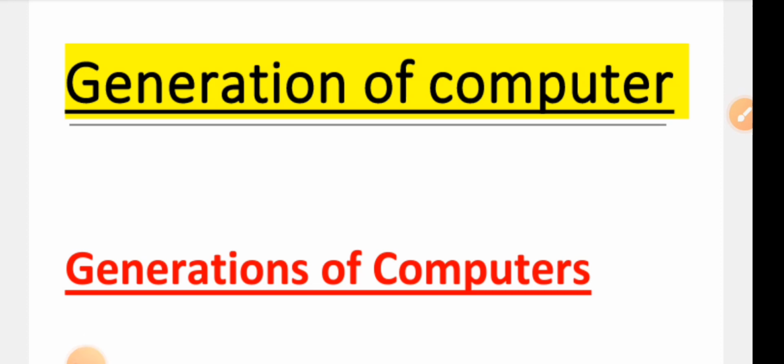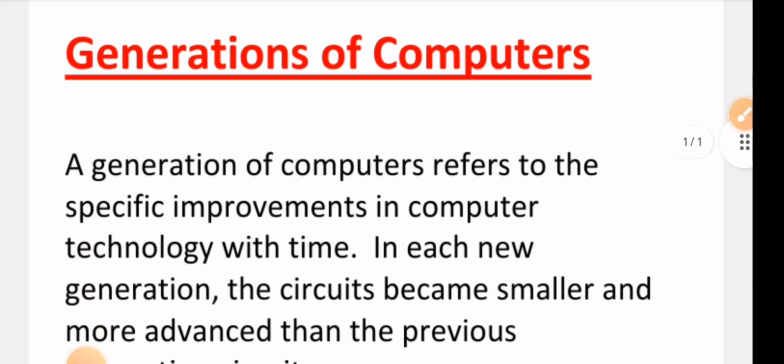So students, as you all know very well that we have started a computer fundamental series. In this series we were discussing about the number systems and the history of computers and how computer works. So in this video we will discuss about the generation of computer. First of all, we have to know about generation of the computer.